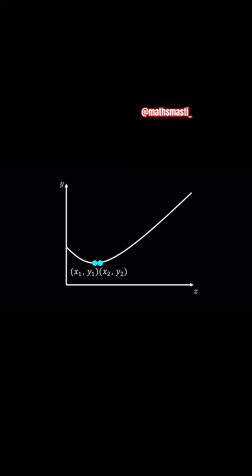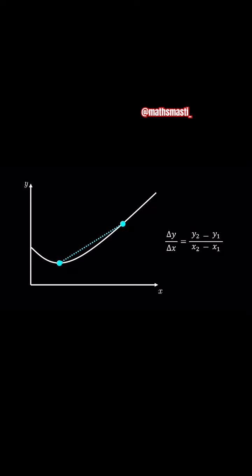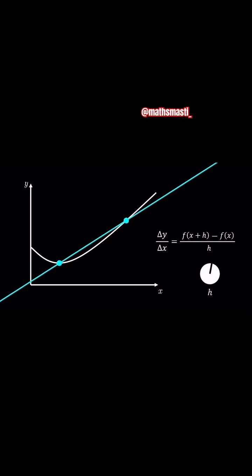To do this, let's remind ourselves of the gradient formula. The change in y divided by the change in x. Now we'll rewrite this formula slightly differently. We'll call the first coordinate x and f of x, and the second coordinate x plus h and f of x plus h. Substituting these into the gradient formula gives f of x plus h minus f of x, all divided by h. This setup is useful because h represents the small distance between the 2 points.